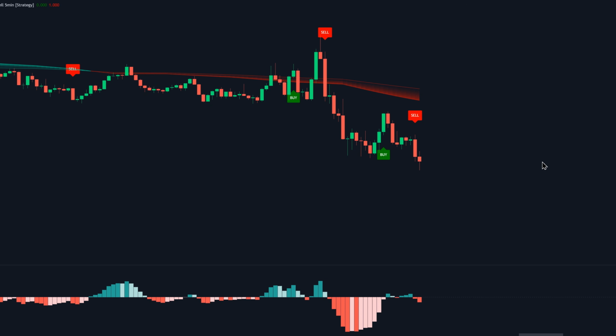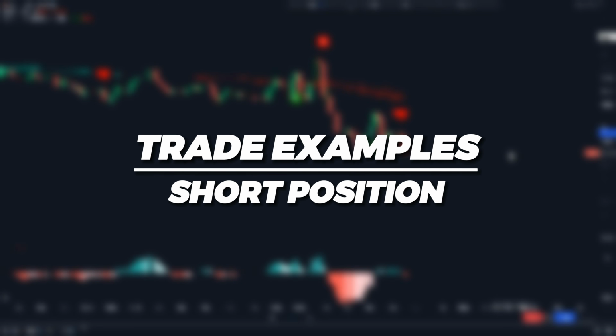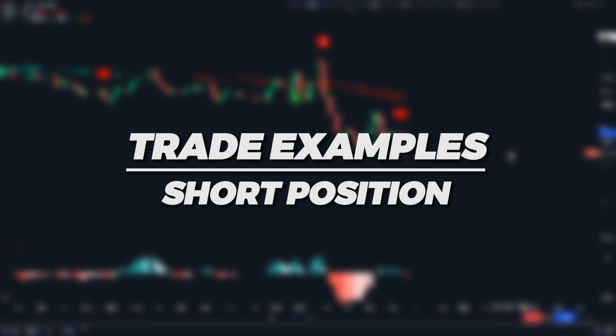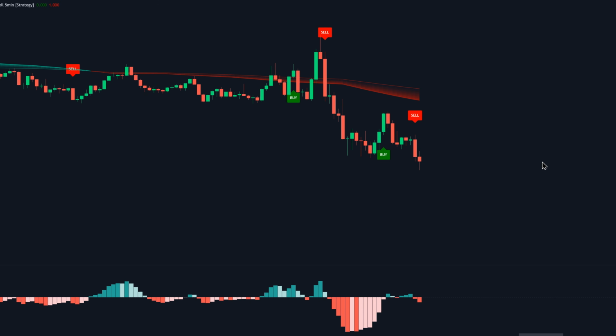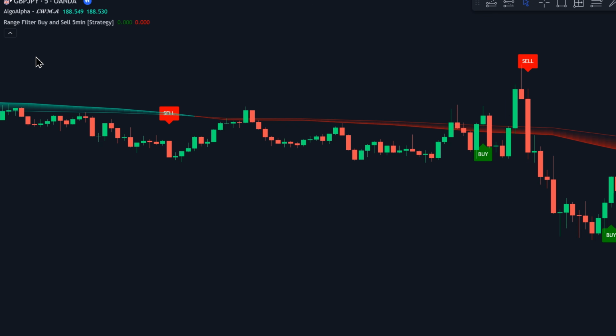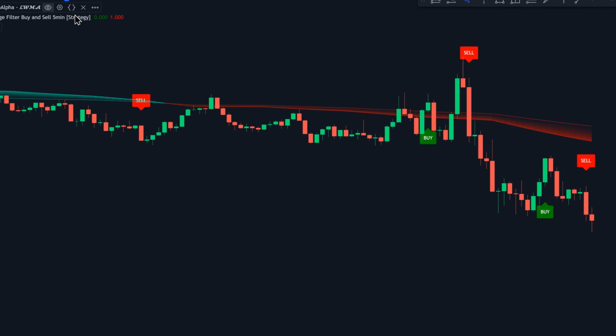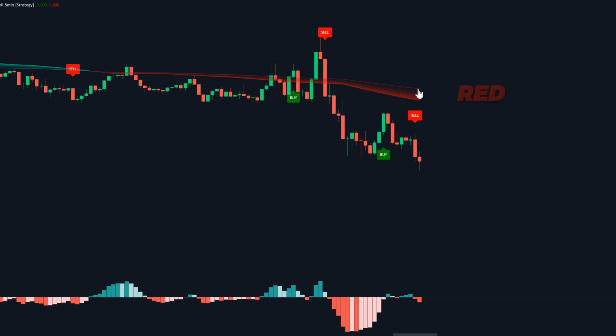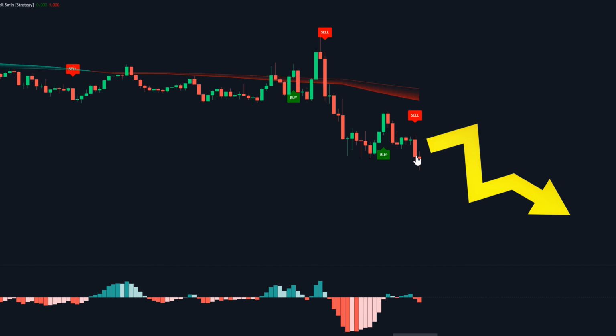Now that we've taken 2 long positions, you may be thinking, but how do we take a short position? Well, we're basically going to be doing the opposite of everything we did for the long positions. Let me show you. The first condition is to confirm that the market is in a bearish trend. For that, we're going to be using the liquidity-weighted moving average indicator by Algo Alpha. We need this trend ribbon to be colored red and the price to be trading below it. This indicates a bearish trend.